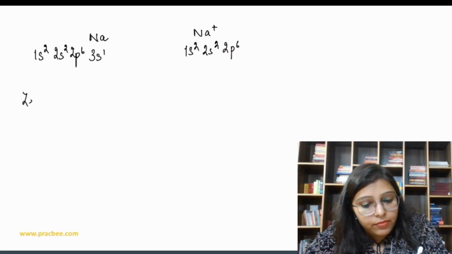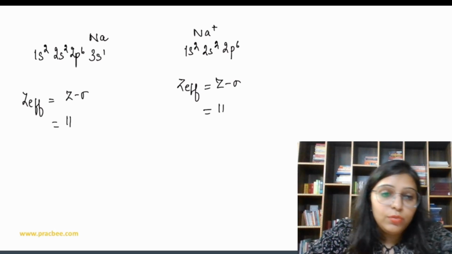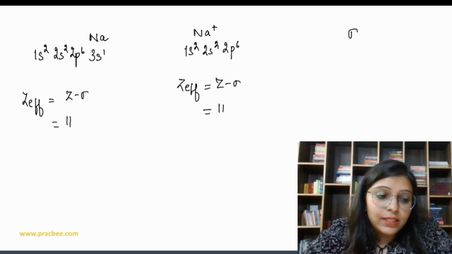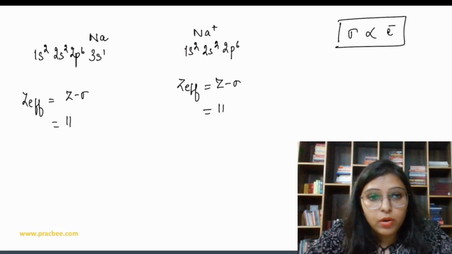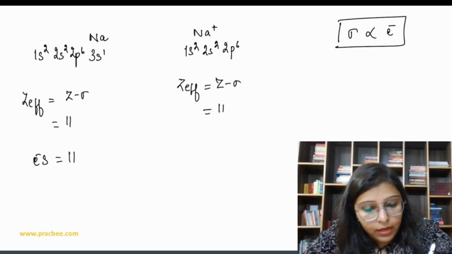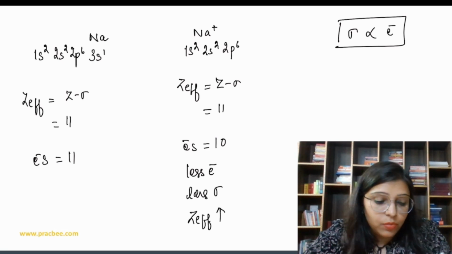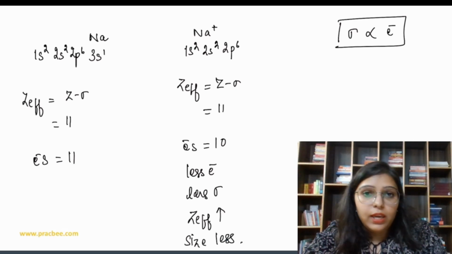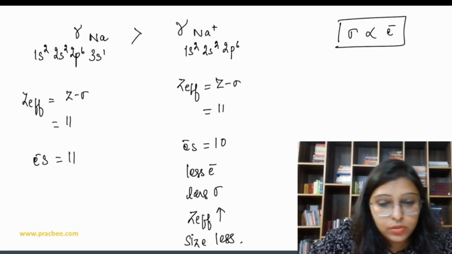Okay? So see, Z effective is equal to Z minus sigma. So Z is the same, 11. So effective nuclear charge is completely dependent on sigma, and sigma is directly proportional to electrons. If we have more electrons, then more electron-electron repulsion and more shielding constant. Now see, here we have total electrons 11 and here we have total electrons 10. So less electrons, less sigma, and if less sigma then Z effective is more, and if Z effective is more then the size is going to be less. Okay, so this is true. The size of sodium is greater than the radius of Na plus. So statement 1 is correct.